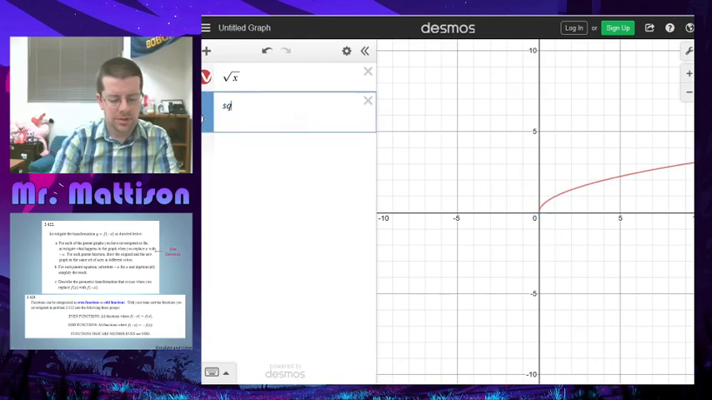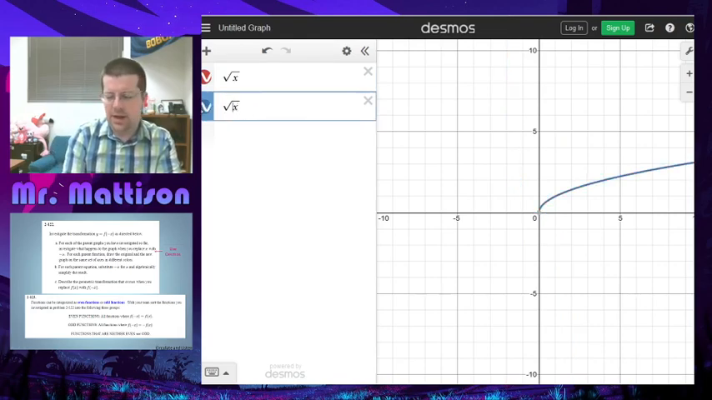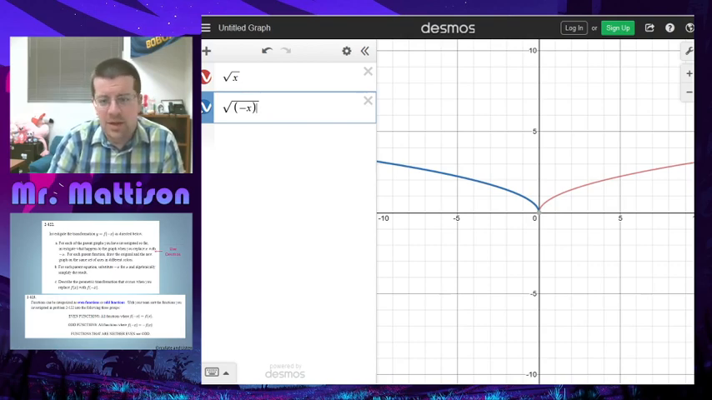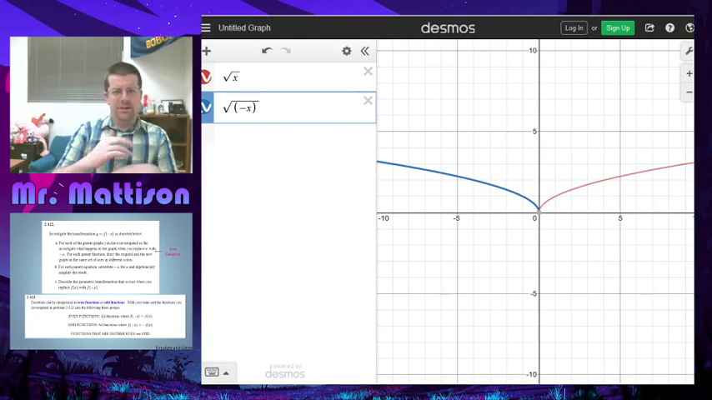So if I do square root of x, I'm going to put a negative in front of the x, and you don't have to have the parentheses here because it's already under the radical, but it doesn't hurt. And here I see something different, right? So it's a reflection, but it's not the vertical reflection we're used to. This is actually a horizontal reflection. It's been reflected over that y-axis, so it's gone this way.